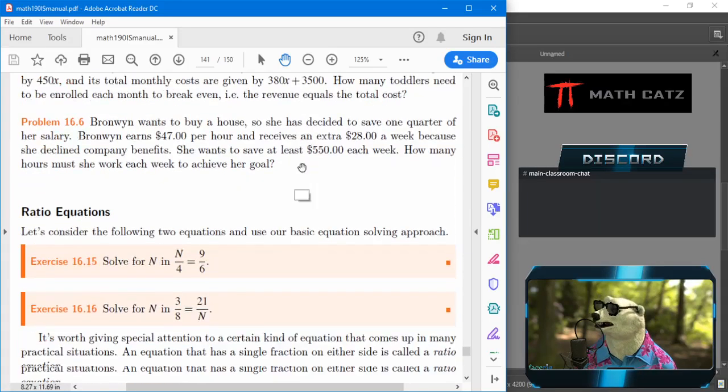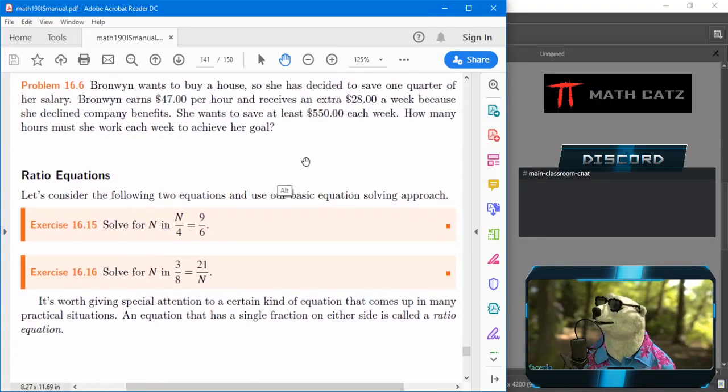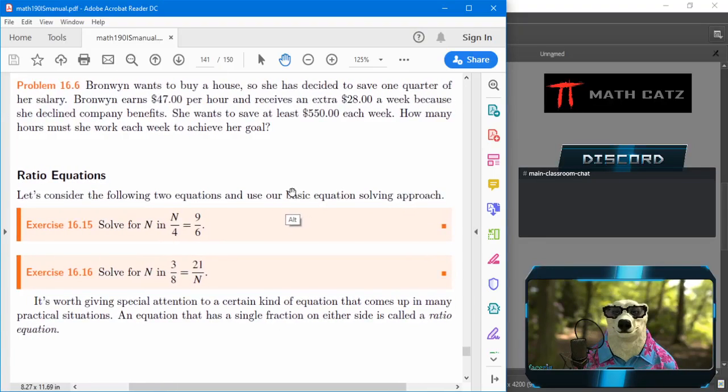16.6. Yeah, all the words are on my screen. Bronwyn wants to buy a house, so she has decided to save 1/4 of her salary. Bronwyn earns $47 per hour and receives an extra $28 a week because she declined company benefits. She wants to save at least $550 each week. How many hours must she work each week to achieve her goal?